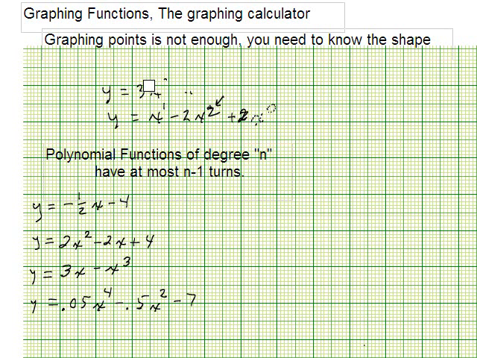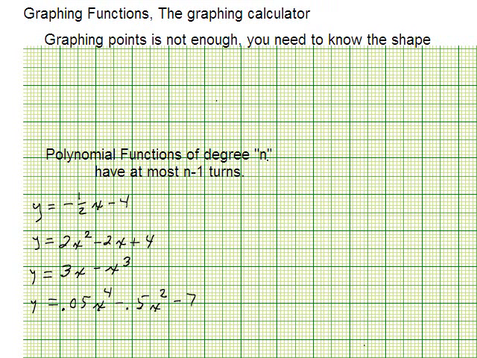Now with that in mind, take a look at a rule for the number of turns in the graph of a polynomial function. Polynomial functions of degree n have at most n minus 1 turns. Now I don't just want you to take my word for that. I'll give you a little demonstration of it here.